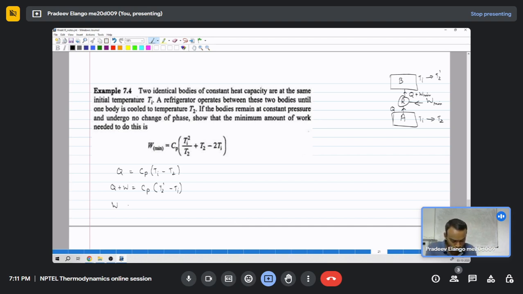So now W I know it is Cp into T2 bar minus Ti, minus of Q, minus of Q is minus Cp into Ti minus T2. So W can be rewritten as Cp into T2 dash plus T2 minus 2 Ti. So we have already almost arrived at the expression. Only thing, we have T2 dash in the expression, and that has to be converted to this one.